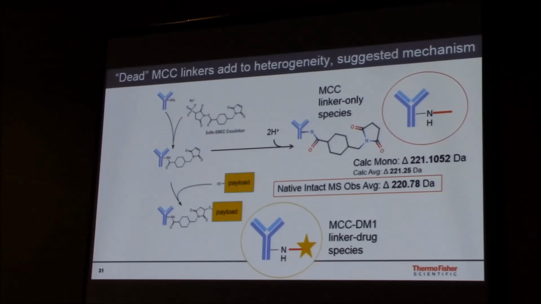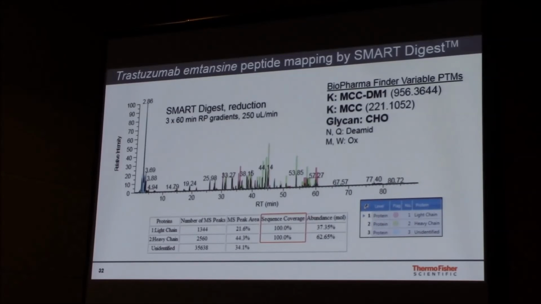So we found that these dead MCC linkers have to do with, we think, maybe an impurity in the beginning. Nonetheless, based on the intact measurements, we were able to take a guess as to what this was. We calculated this monoisotopic mass, and we did peptide mapping with searching for these variable PTMs in BioPharma Finder. The MCC DM1, this is the linker drug, but we also found the linker only.